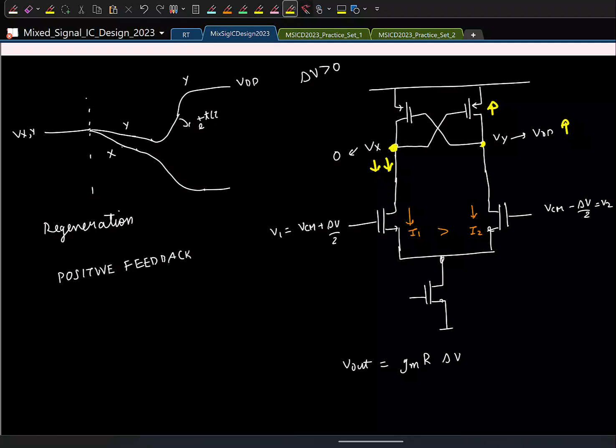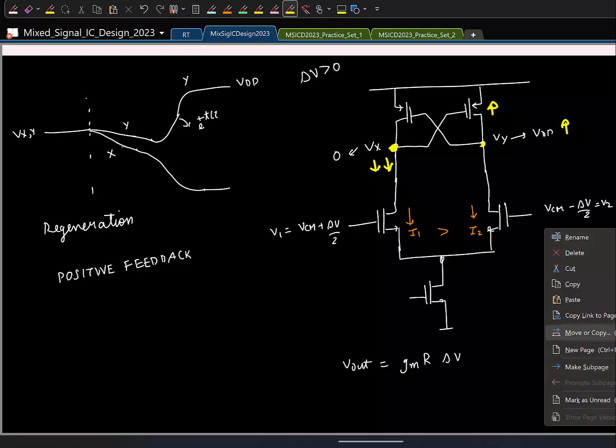If initially the voltage is reducing, we try to reduce it further and further and make it go to 0. Similarly, if one voltage is increasing, we increase it further and further and make it settle to VDD. So this as such has some issues. Let's look at that.